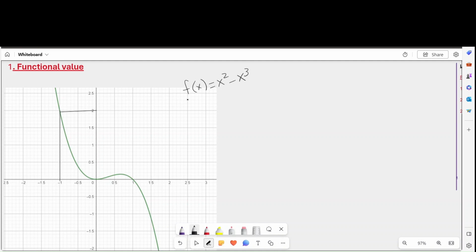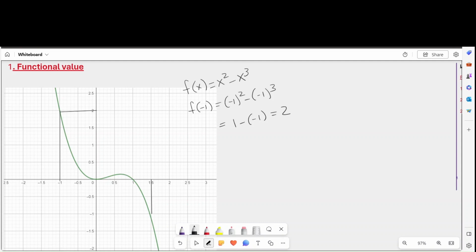In our case, we can calculate the functional value. It would be -1 squared minus -1 cubed equals 1 minus -1, which is equal to 2. Thus, the functional value of x equals -1 is the number 2. Let's look at another example. Let's take x equals 1.5.